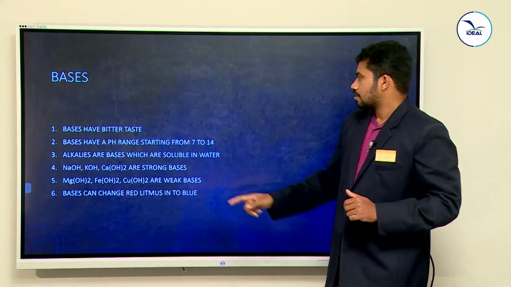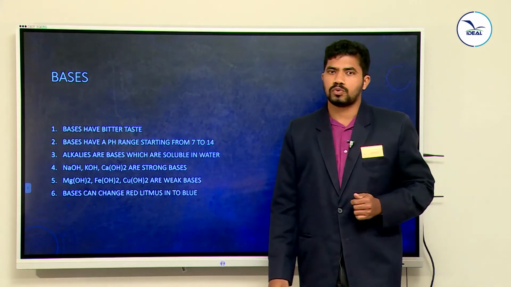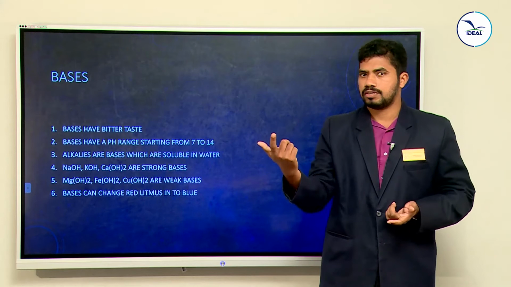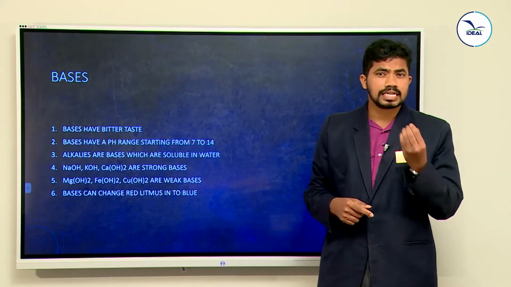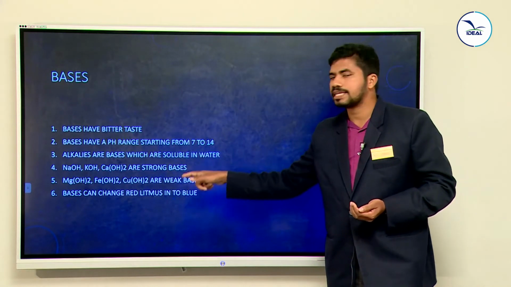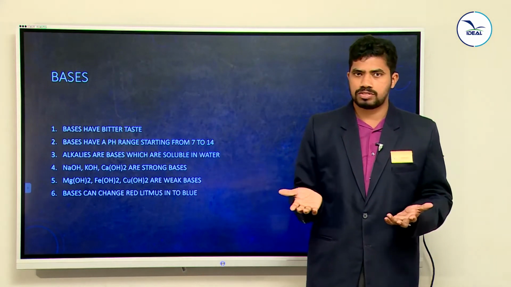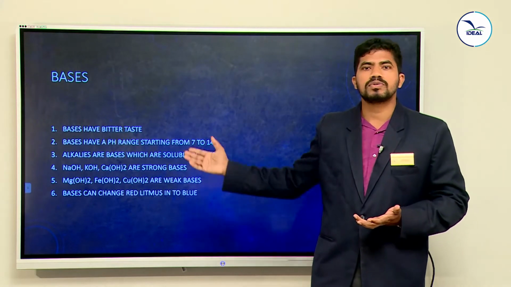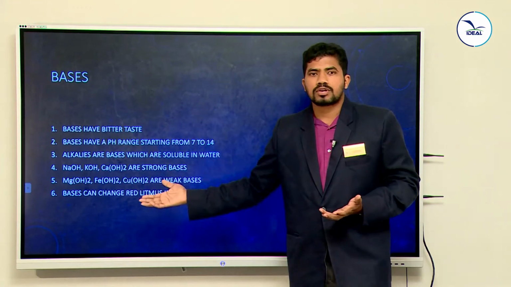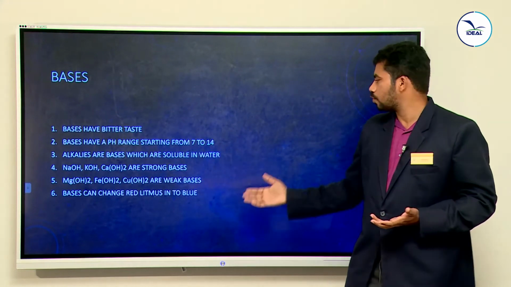Got it? The last point: bases can change red litmus into blue. I already told you, acid can change blue litmus into red. By using a litmus paper, we can test the presence of bases also. We have a number of indicators like phenolphthalein and methyl orange, but now I am talking to you about the litmus test. By using a red litmus, you can identify the presence of a base. So bases can change red litmus into blue.